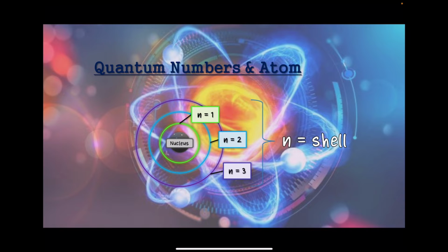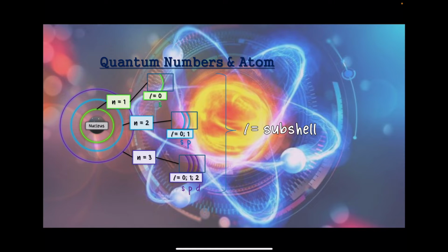Next, from the value of n, we can detect the value of L, where L is an integer from 0, 1, 2, and so on until n minus 1. For example, when n is 1, we can detect that L is 0. When n is 2, L is 0 and 1. And when n is 3, we have L 0, 1, and 2. From the angular momentum quantum number, we can also detect the types of orbital.